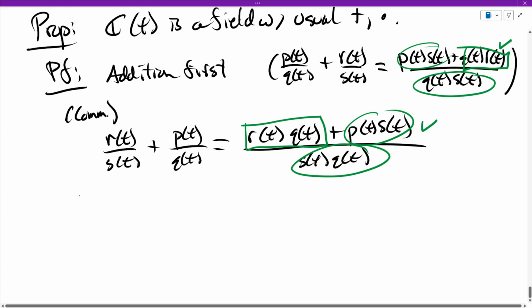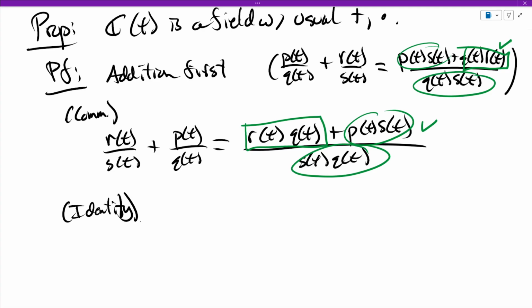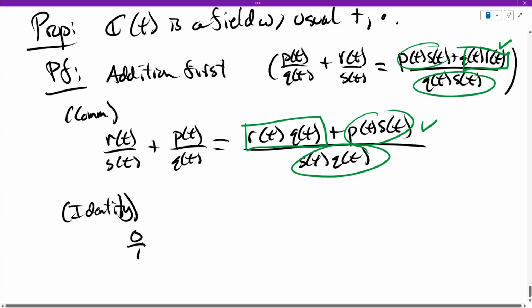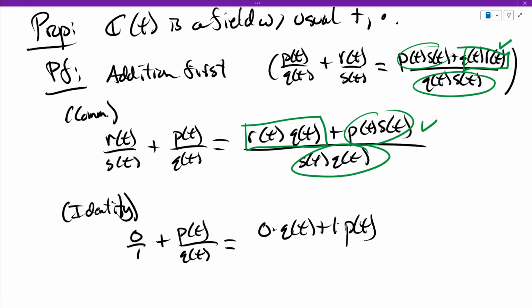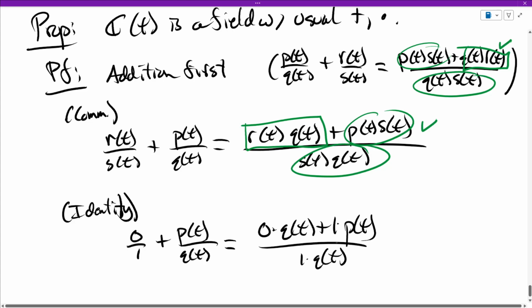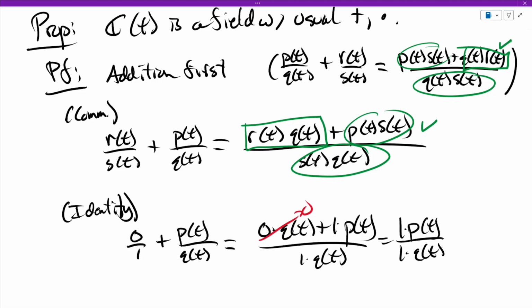Let's see that we have an identity. I'm going to avoid associativity because it's terrible. What's the identity? Well, it's 0 over 1. 0 over 1 plus P of T over Q of T, we cross multiply, right? So 0 times Q plus 1 times P all over 1 times Q. This guy here is zeroed out. And so what do we get? We get 1P over 1Q, but 1P is P and 1Q is Q. All right, so there's an identity.